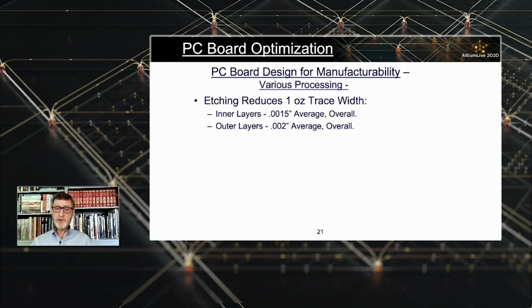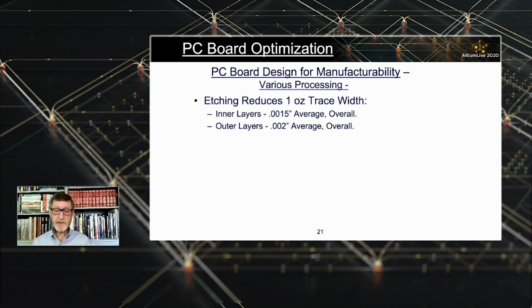Etching will reduce traces on inner layers by about 1.5 mils when you're using 1 ounce copper. Which means what? Which means they're going to take your artwork. If you're asking for a 4 mil trace and it's 1 ounce copper, they're going to increase that trace to 5.5 mils if it's on an inner layer. So when they etch, it'll etch back to 4 mils. Oh, shouldn't I be doing that? We'll talk about that in a minute.